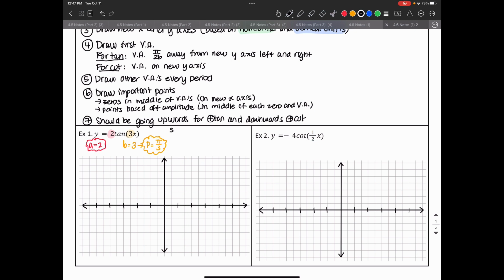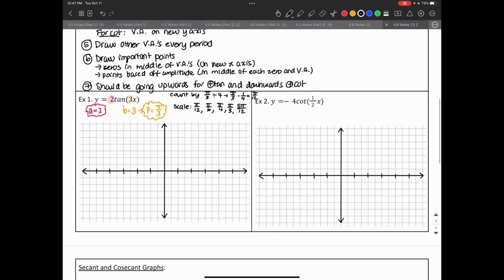And then I'm going to create my scale. So I know I'm going to be counting by whatever pi over 3 divided by 4 is. So that's pi over 3 times 1 over 4, or pi over 12. So I'm going to be counting by pi over 12. So the scale is going to be pi over 12, and then 2 pi over 12, which is pi over 6, and then 3 pi over 12, which is pi over 4, and then 4 pi over 12, which is pi over 3, and then 5 pi over 12, which does not simplify.